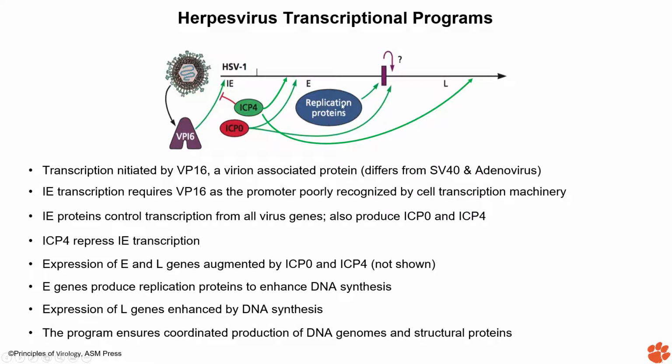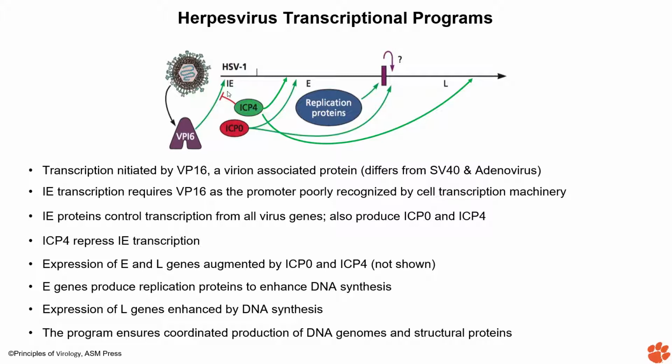So that's the overall mechanism. But what happens after these initial transcription factors are produced? ICP4 stops this immediate early production. So it is a repressor molecule for the immediate early production as well. What it means is that at the initial stage, you produce ICP4 and ICP0. Those are the transcription factors.